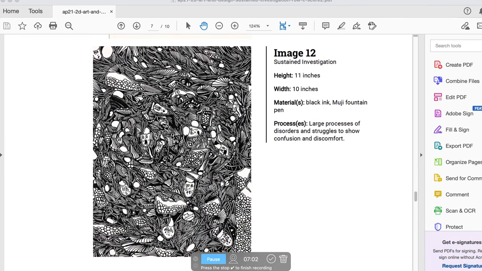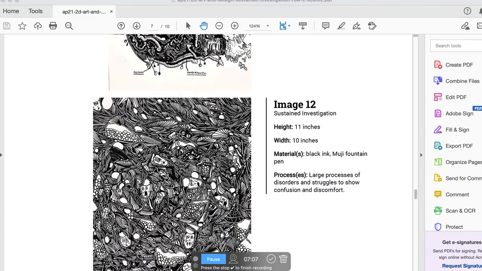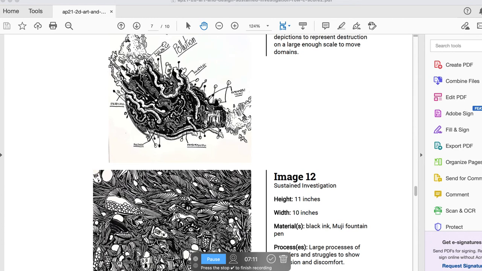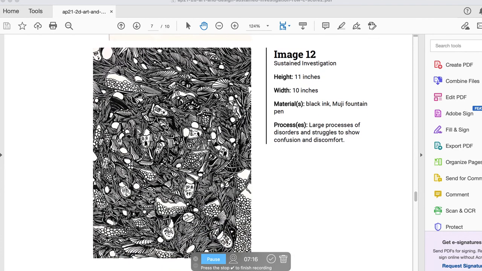This looks like it might be a close-up of some of this, or it may be a separate piece. So that is an option as well. You can do detail images if you have something that's really intricate and you want to get everyone a closer view so they can really see what they're looking at.